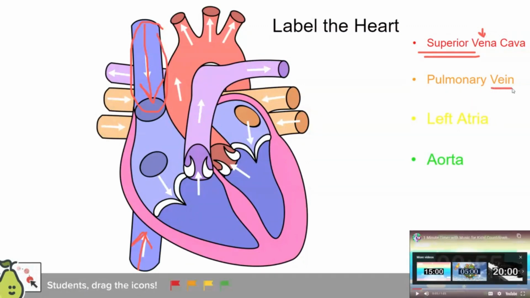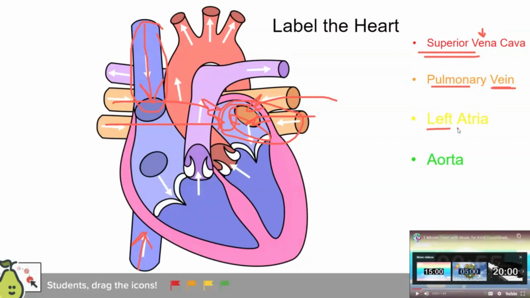Next is the pulmonary vein. I know pulmonary means lungs, so I'm looking for something to do with the lungs, and I'm looking for a vein, which means going towards the heart. So this is a pulmonary vein, this is a pulmonary vein, this is a pulmonary vein, and this is a pulmonary vein, and all four of them are going to dump right here.